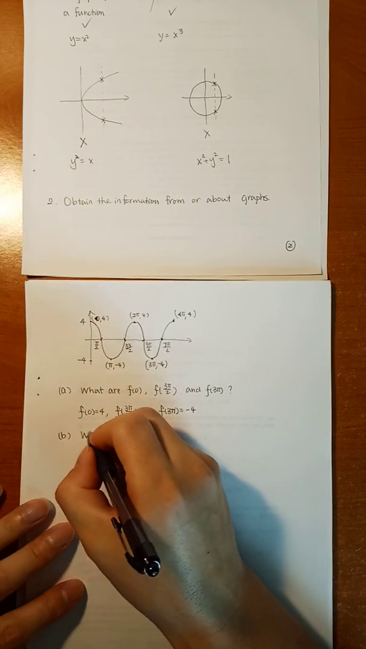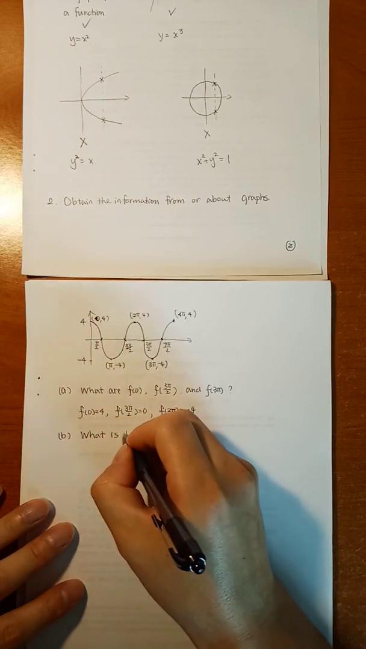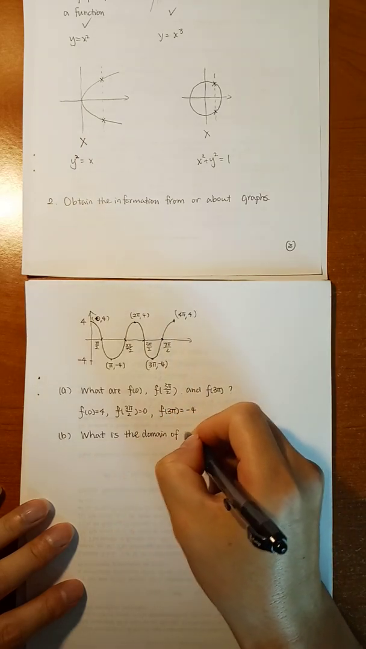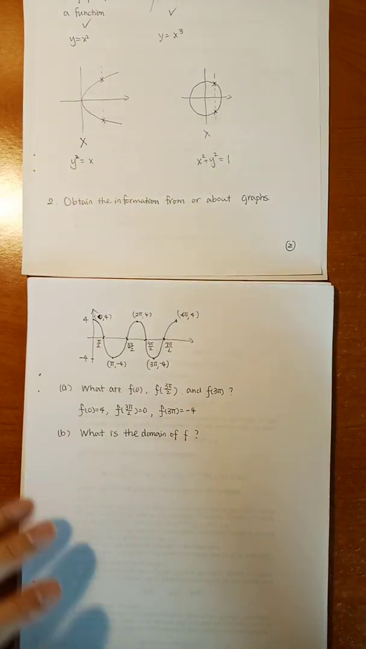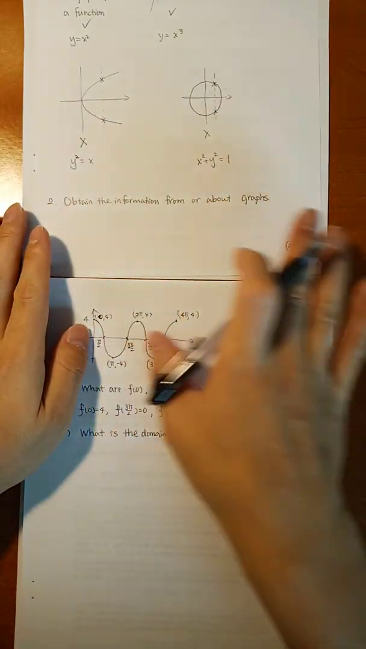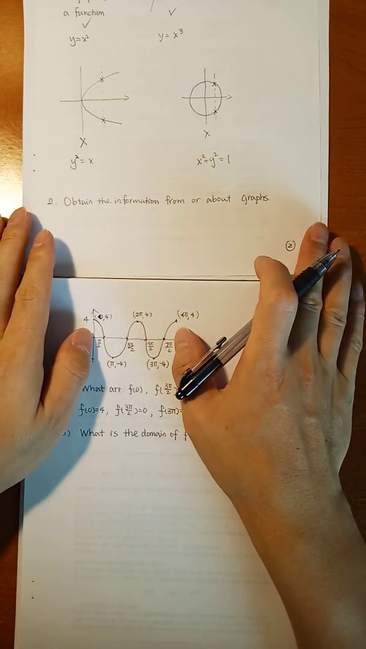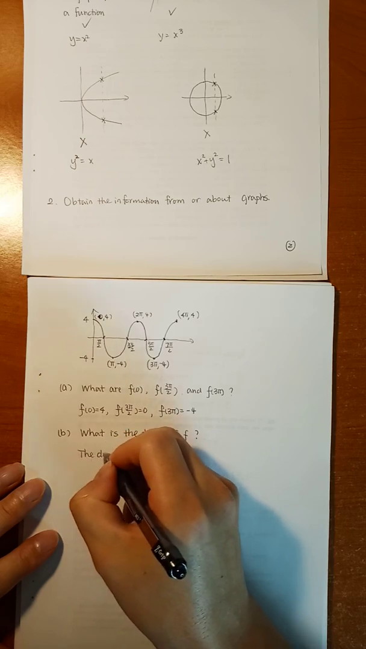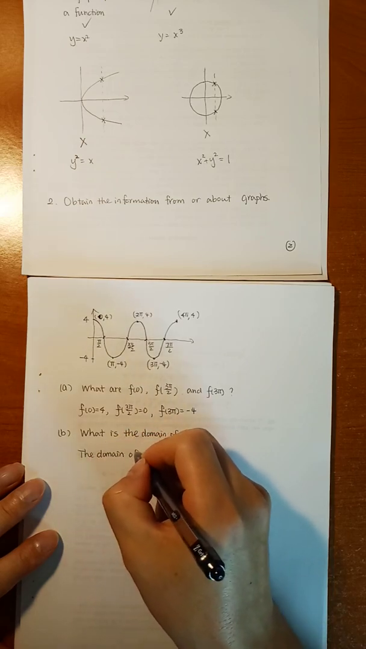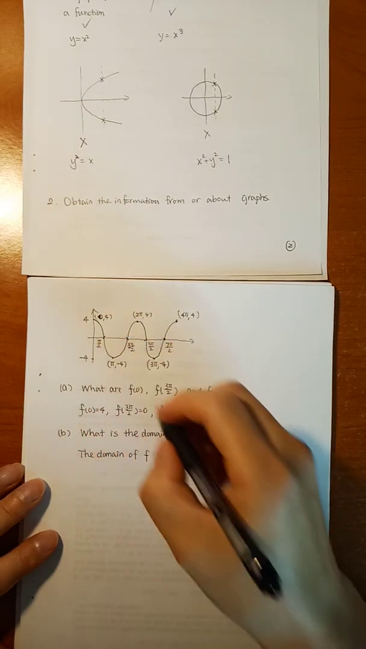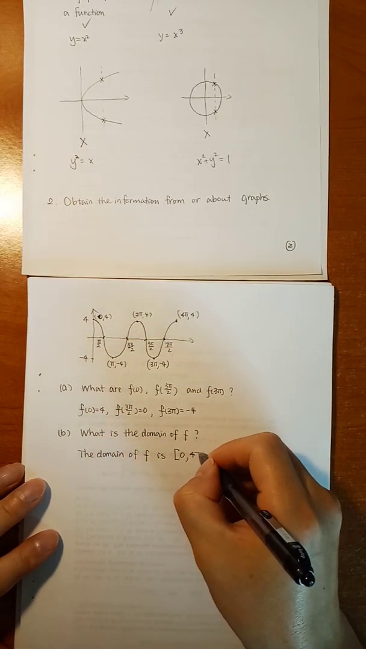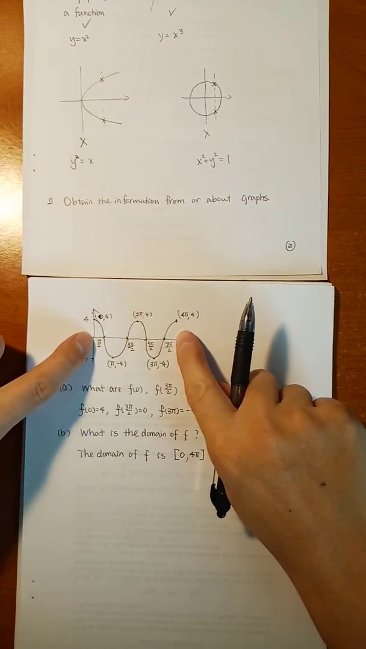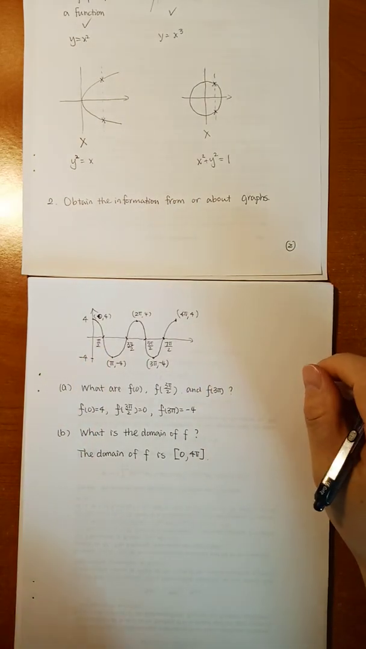What is the domain of f? The domain of f just means the possible values for the x, for the input. So the domain of f is from 0 to 4π. So this is the domain of f.